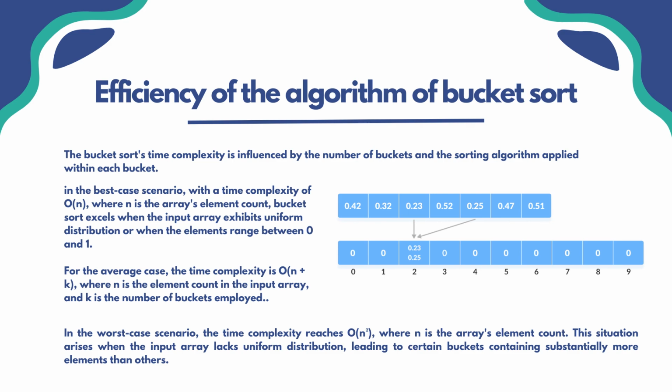In the worst case scenario, the time complexity reaches big O of n squared, where n is the array's element count. This situation arises when the input array lacks uniform distribution, leading to certain buckets containing substantially more elements than others.